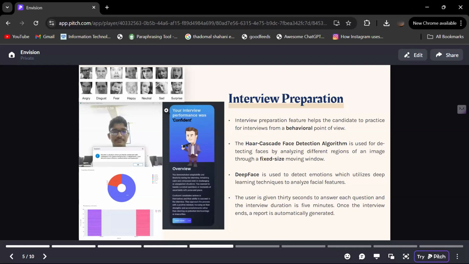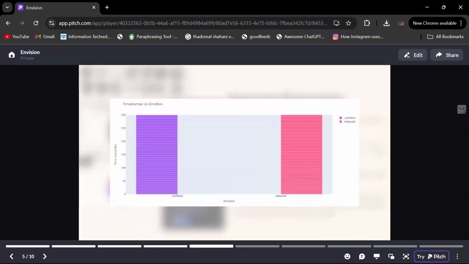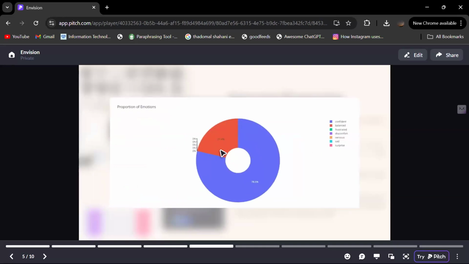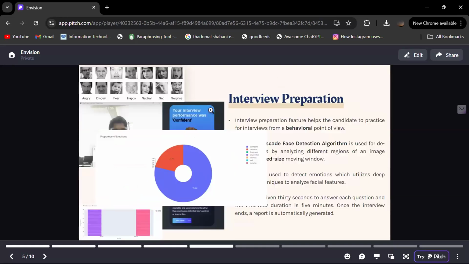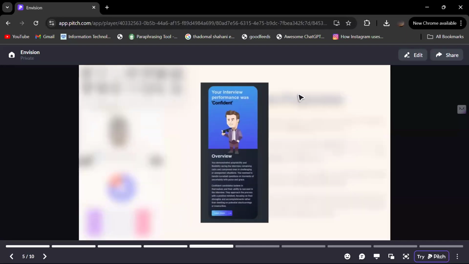The user is given 30 seconds to answer each question, and the interview duration is 5 minutes. After the mock interview session, the candidate can study the facial emotions using graph visualization. Two types of graphs are used: bar graph and pie chart. The bar graph provides an analysis of emotions against the timestamp, while the pie chart shows the proportion of emotion throughout the session. Additionally, the most dominant emotion is also presented in the form of a report.